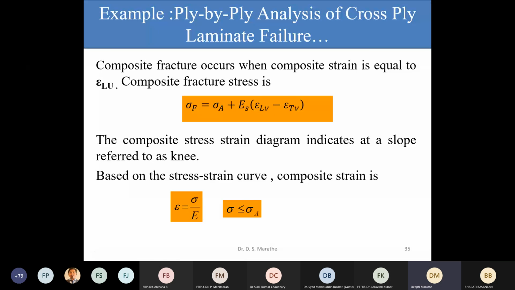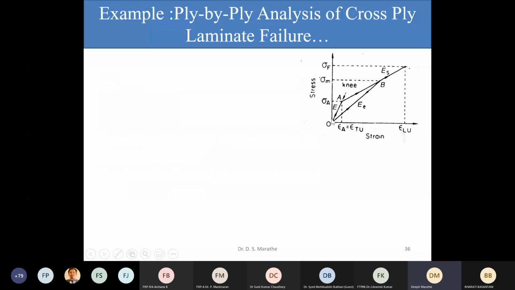So if I go to this particular diagram, and if I try to explain from this, here I begin for the complete laminate. At this knee, all my 90 degrees plies have failed. So because all my 90 degrees plies have failed over here, the stress here is sigma A, failure of all 90 degrees plies. After this, it's a bilinear plot. So this is the initial linear region where both my 0 and 90 were intact. Here the 90 have failed. Now the complete load is taken up by 0 degree plies.